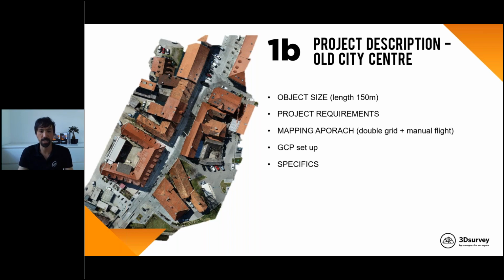Different approach. In this case, we need to deliver a 3D textured mesh with a video presentation, and the resolution of this model should be around 2 or 3 millimeters. So we need to fly pretty low, close to the facades, and so on. And we decided here on a bit different mapping approach. First, we do a double grid mission with the help of a DJI app, and then in addition, we also add manual images with manual flight.